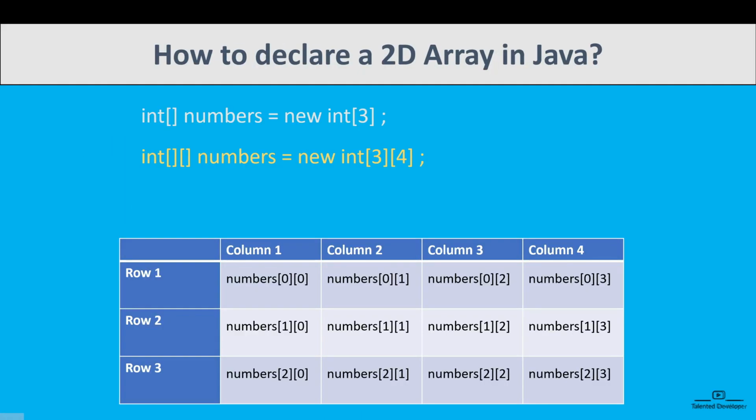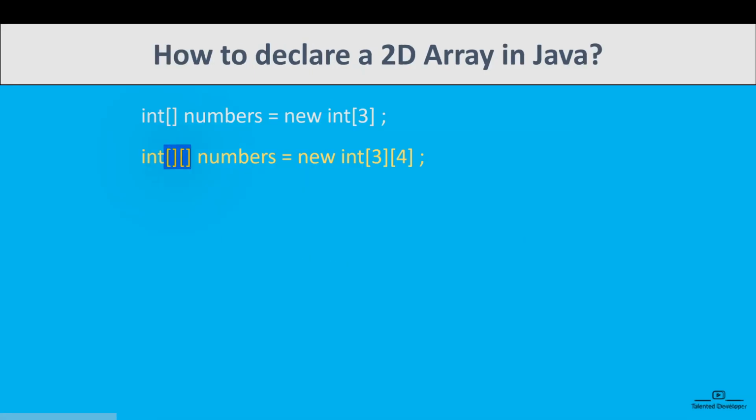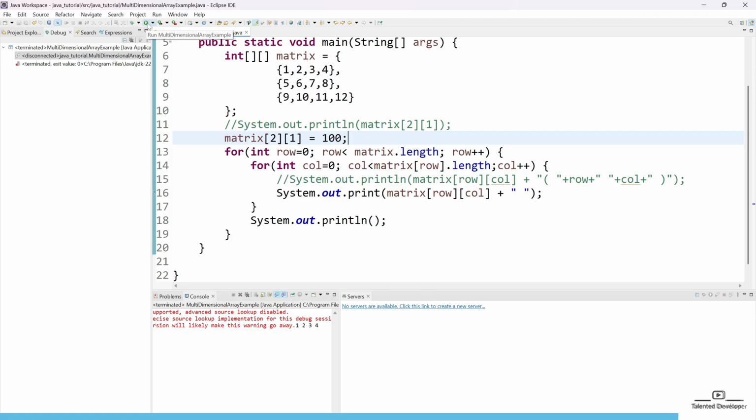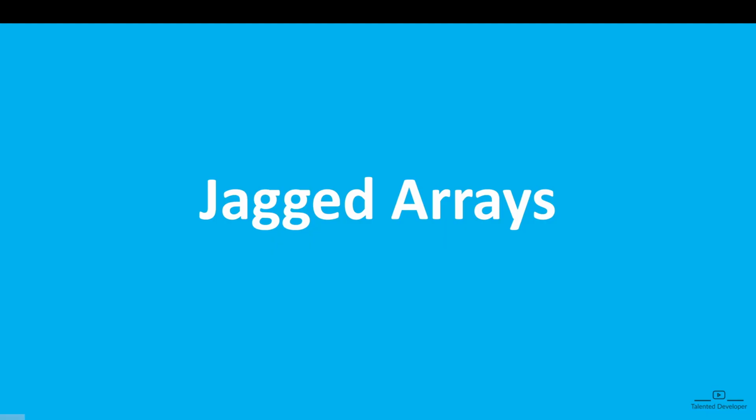In the last video, we explored multi-dimensional arrays and how they help us organize data in rows and columns. But what if each row has a different number of elements? Currently, we have seen fixed data in rows and columns. But in case each row has a different number of elements, then what will we do? That is where the jagged array comes into play. So in today's video, we are going to learn about jagged arrays.